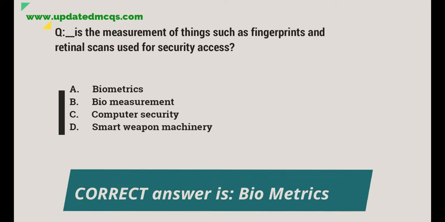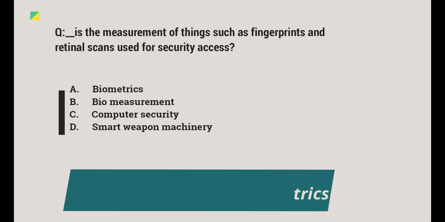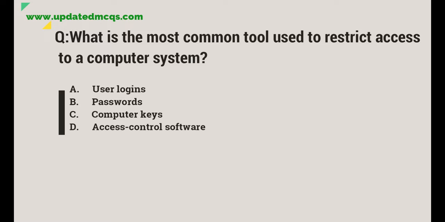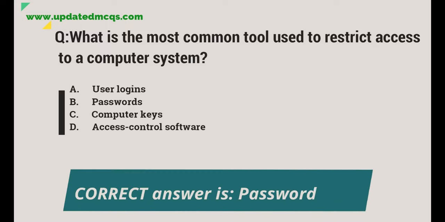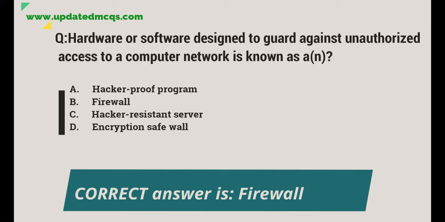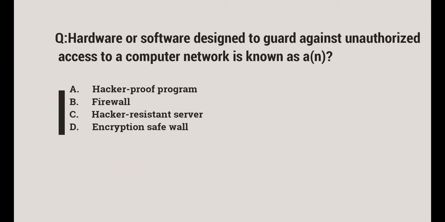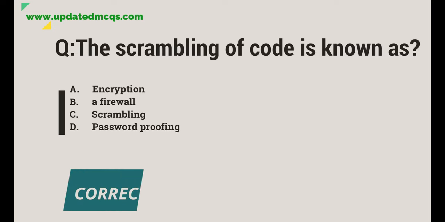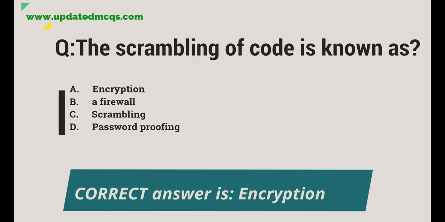Dash is the measurement of things such as fingerprints and retinal scans used for security access. Biometrics. What is the most common tool used to restrict access to a computer system? Password. Hardware or software designed to guard against unauthorized access to a computer network is known as a firewall. The scrambling of code is known as encryption.